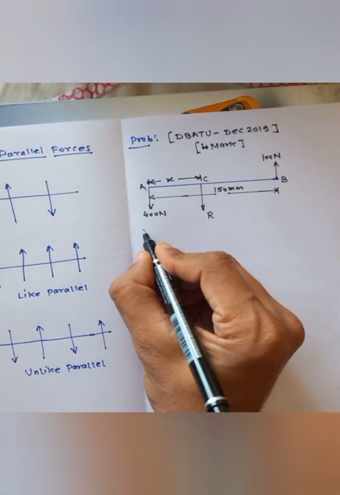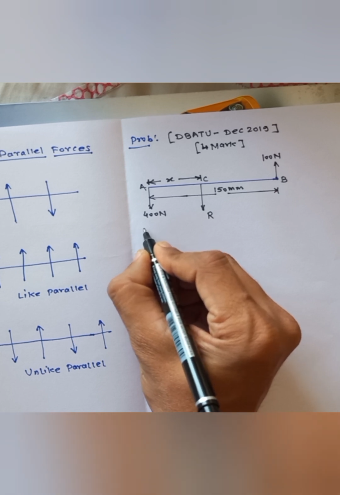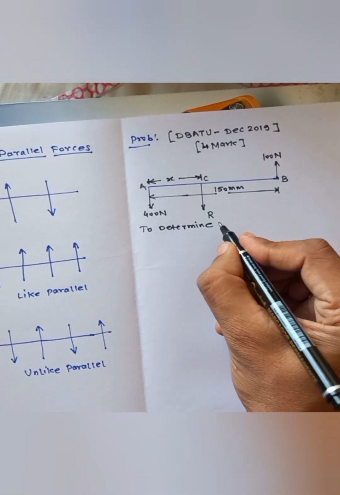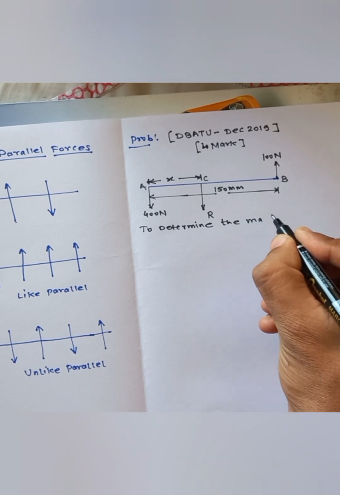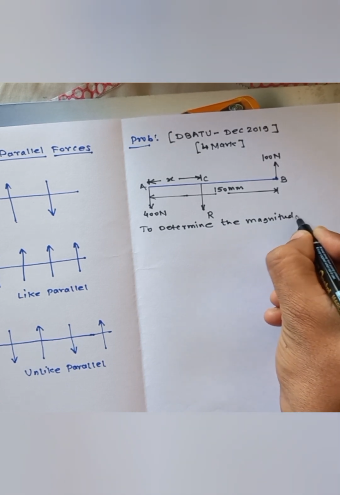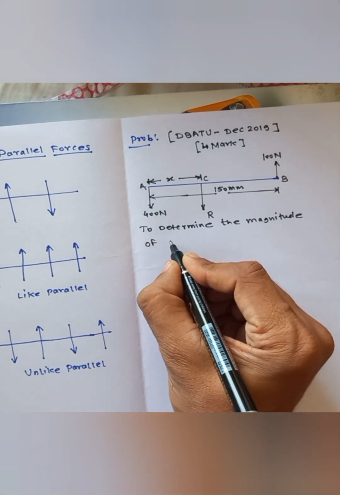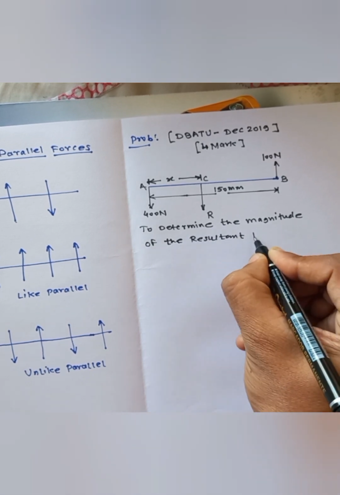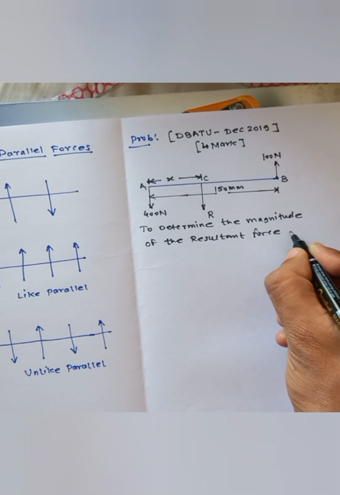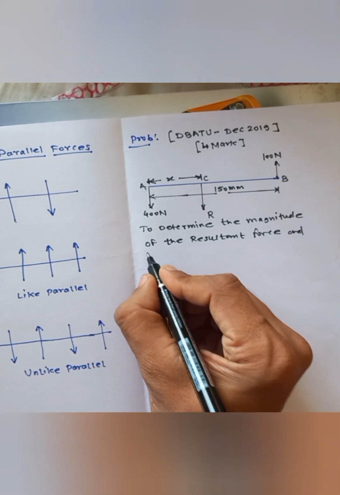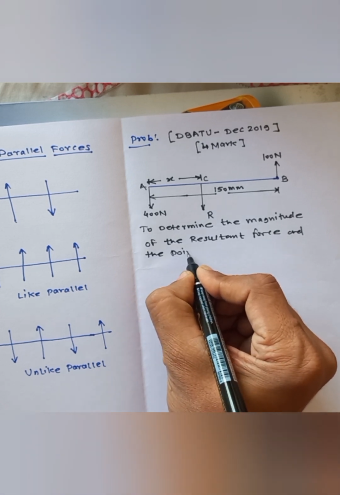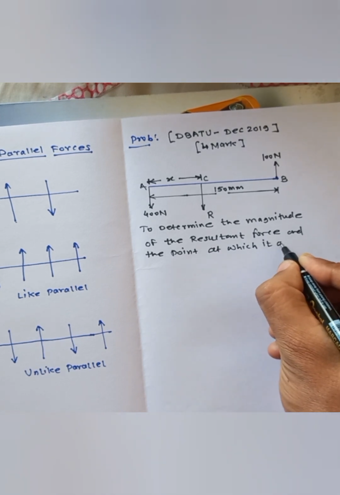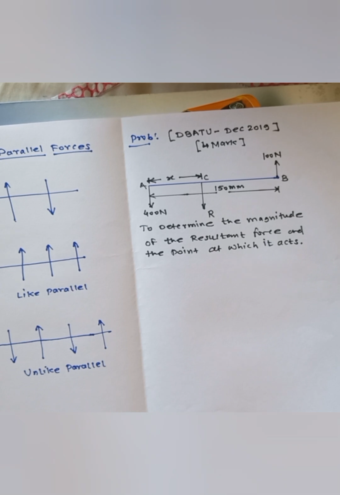So here what is to find? It has been asked to determine the magnitude of the resultant force and the point at which it acts, right? So this is what is asked.